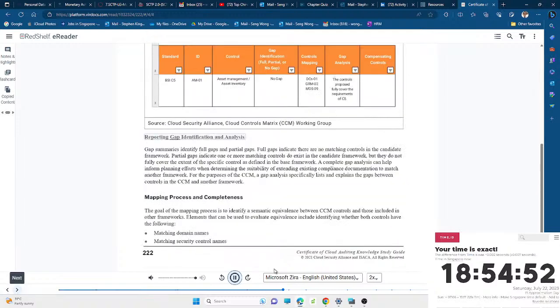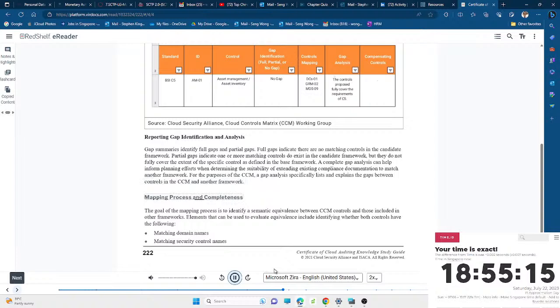Reporting gap identification and analysis. Gap summaries identify full gaps and partial gaps. Full gaps indicate there are no matching controls in the candidate framework. Partial gaps indicate one or more matching controls do exist in the candidate framework, but they do not fully cover the extent of the specific control as defined in the base framework. A complete gap analysis can help inform planning efforts when determining the suitability of extending existing compliance documentation to match another framework. For the purposes of the CCM, a gap analysis specifically lists and explains the gaps between controls in the CCM and another framework.